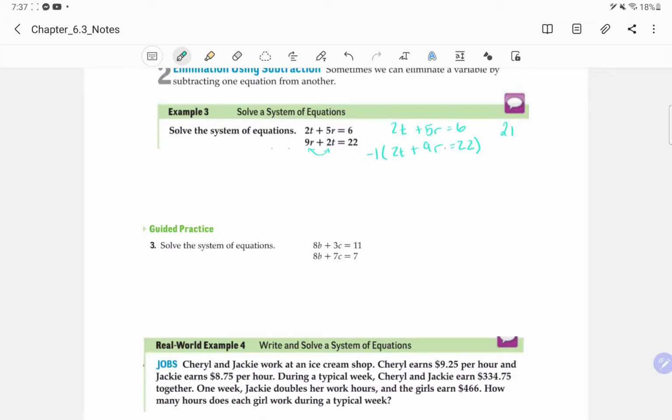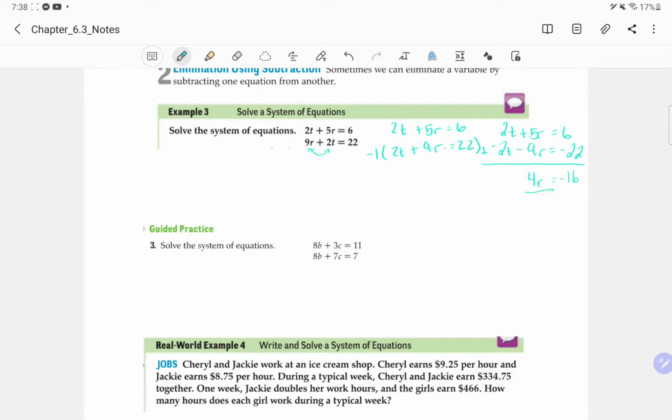Okay, so this top one is 2t plus 5r equals 6. And now this is negative 2t minus 9r equals negative 22. Now I'm going to add those together. So 2t plus negative 2t, that's 0. 5r plus negative 9r becomes negative 4r. And then negative 22 plus 6, or 6 plus negative 22, is negative 16.